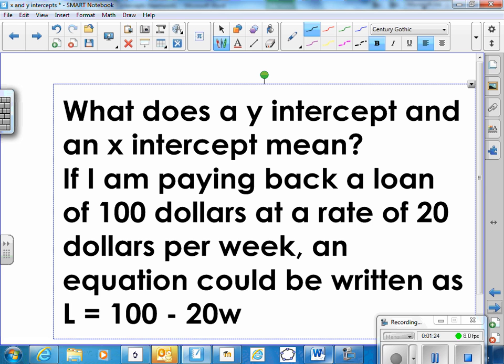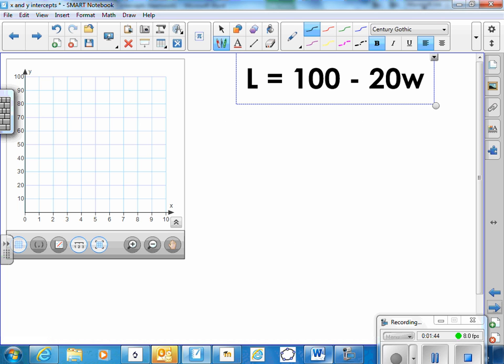So what does a y-intercept and an x-intercept mean? If I'm paying back a loan of $100 at a rate of $20 per week, an equation could be written as the loan L equals 100 minus 20W, $20 for every week. So if we were to graph that equation, it would start out at $100 and it would go down $20 every week.